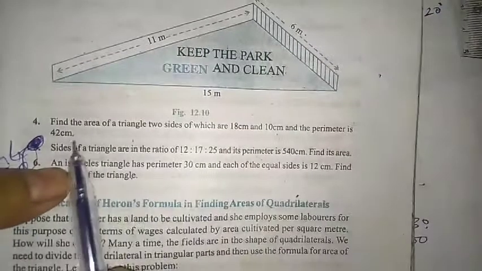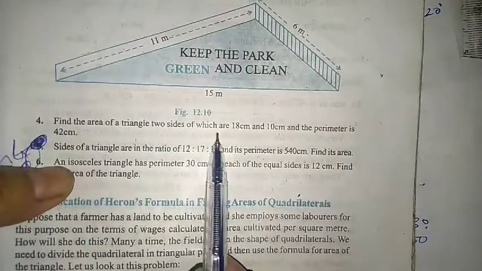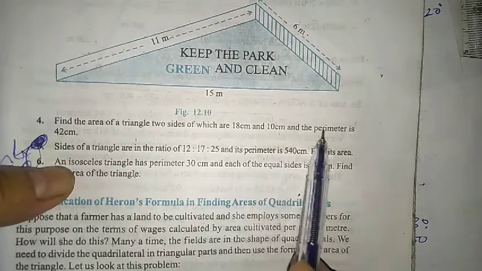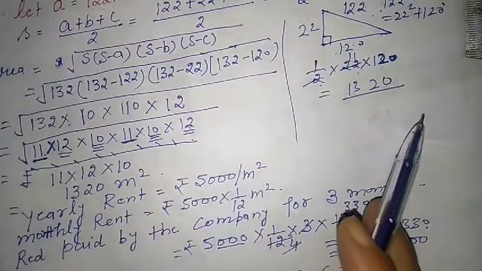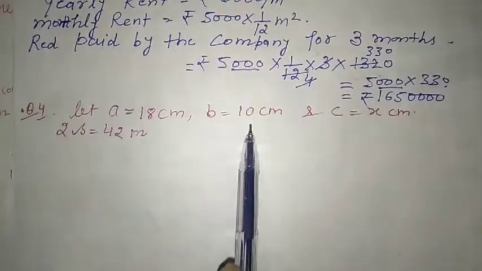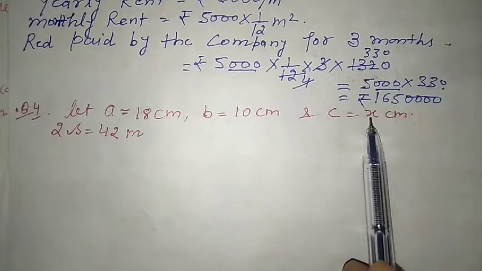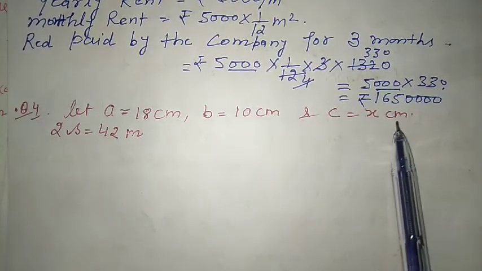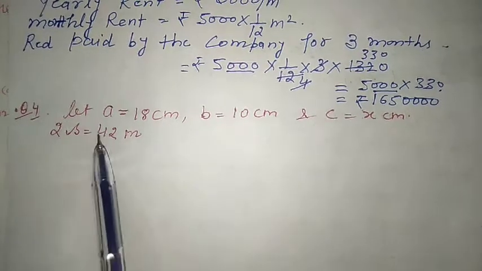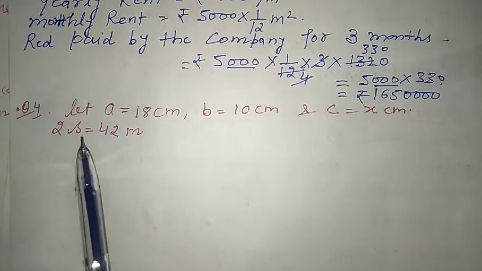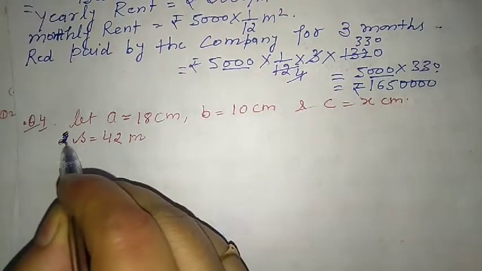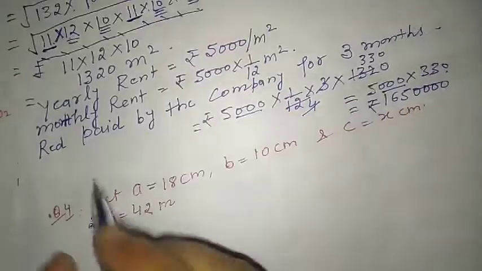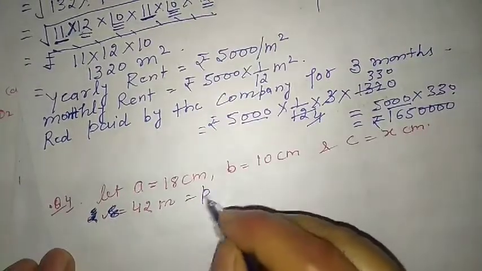Now the fourth question. Find the area of a triangle, two sides of which are 18 and 10 centimeter, and the perimeter is given. This is perimeter, not semi-perimeter. Perimeter means the sum of all sides. Okay, so let A is equal to 18 centimeter, B is equal to 10 centimeter. Let the third side be x centimeter, because for this we require all three sides, and 2s is the perimeter. Perimeter is 2s.